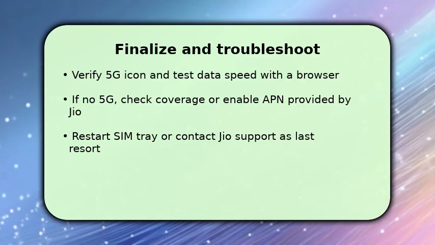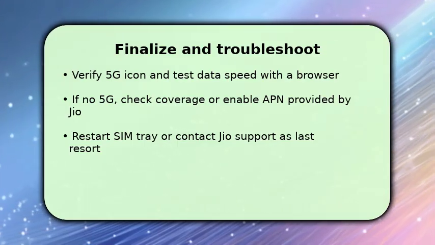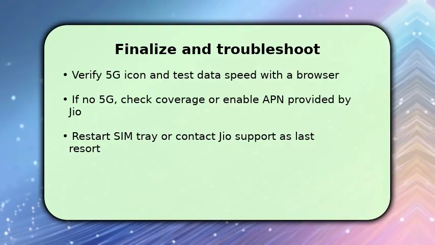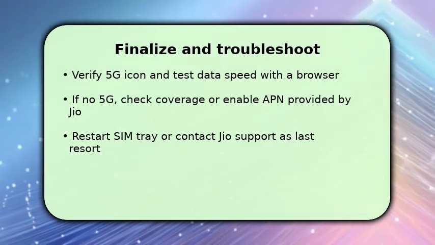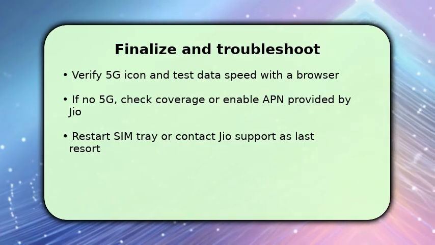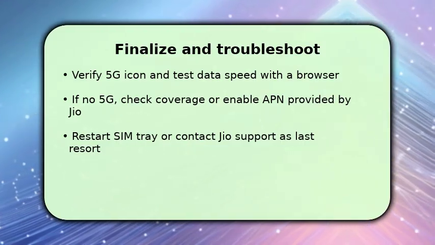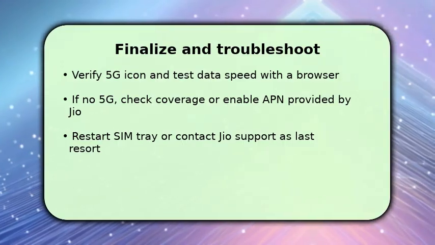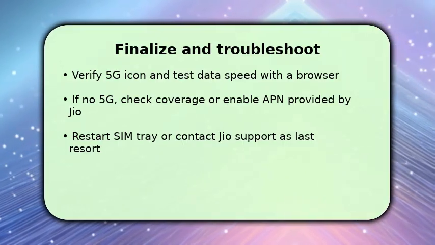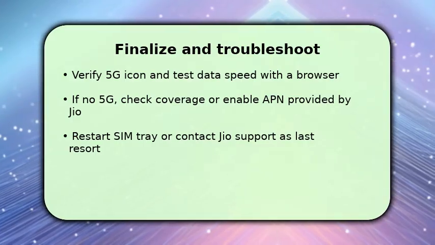If you don't see 5G, make sure you're in a covered area and that the APN is the operator default. Incorrect APNs can block advanced network features. Once done, try reinserting the SIM or restarting the phone. If problems persist, contact Jio support with your IMEI and account details so they can provision 5G on your line.